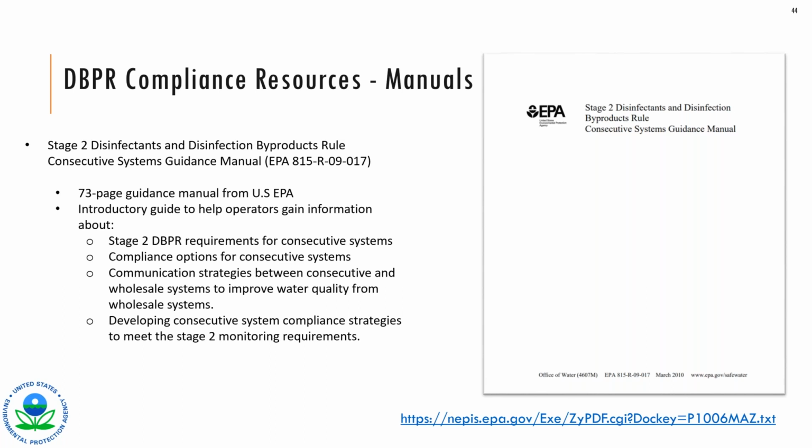This guide will provide what compliance options are available for consecutive systems since they have no control, communication strategies that they can implement with the whole sale system to improve water quality if the receiving water quality isn't the best, and steps to develop consecutive system compliance strategies to meet the stage 2 monitoring and reporting requirements. So it'll give you a guide of what operational changes they can make within the distribution systems to reduce the amount of DBPs that they are measuring from their system.